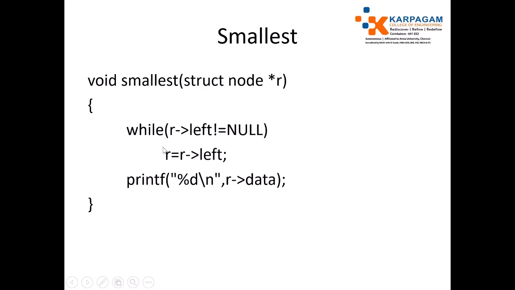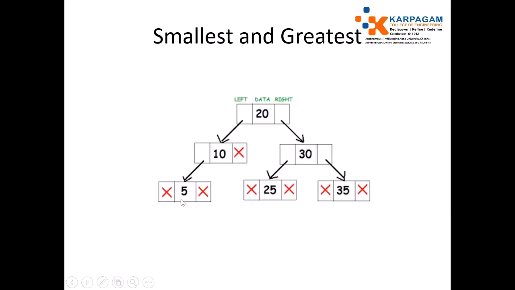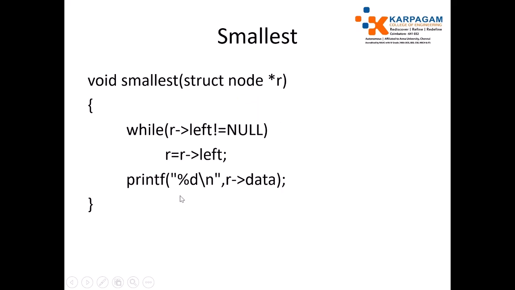So I use a while loop with the condition R of left not equal to null. If it is not equal to null, just move with R equal to R of left, to reach the leftmost end. This condition fails when R of left equals null. At that time the node data value is 5, which is displayed by using the printf statement.